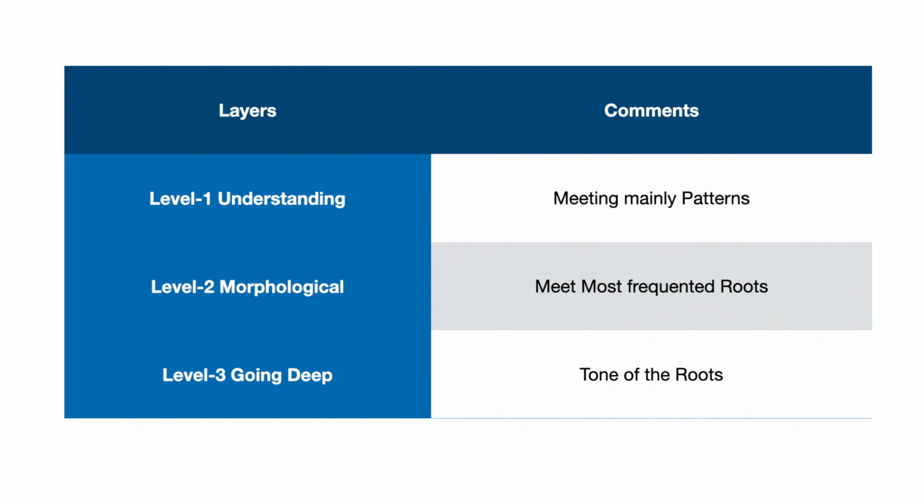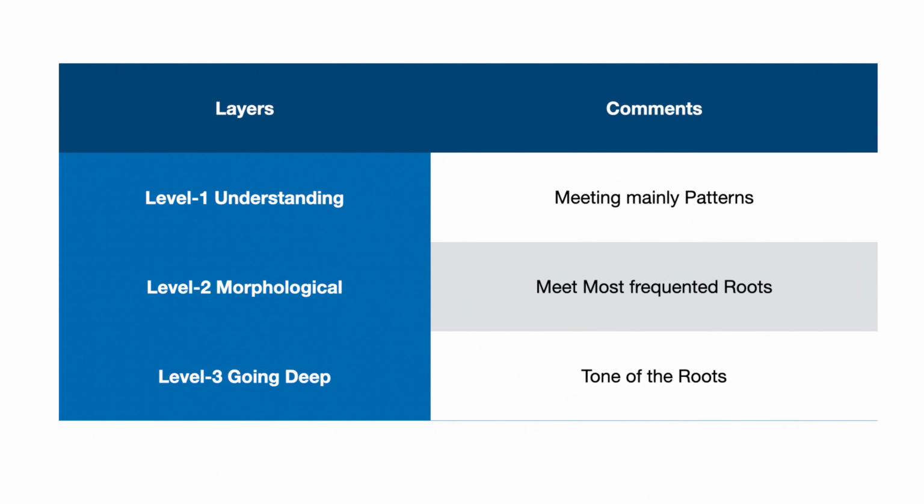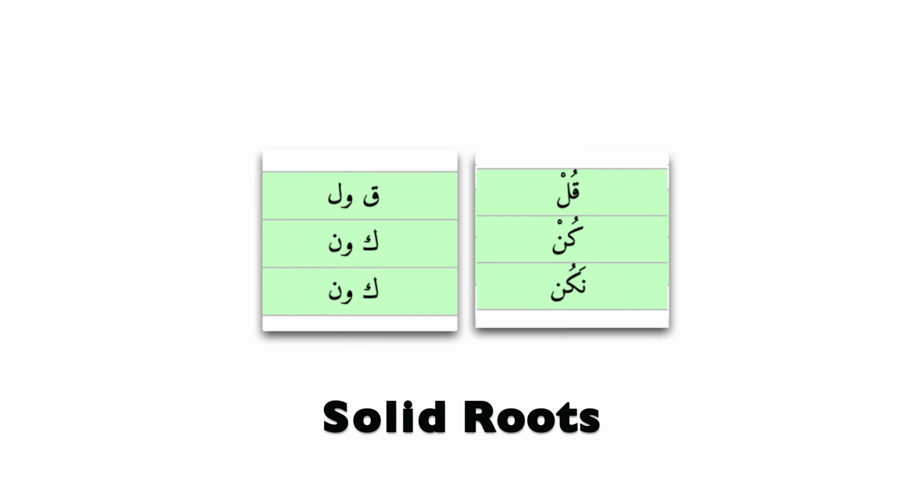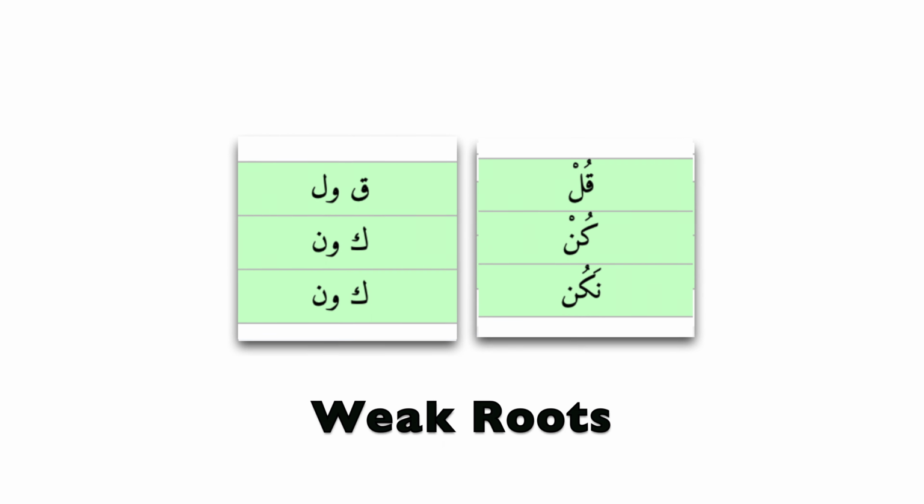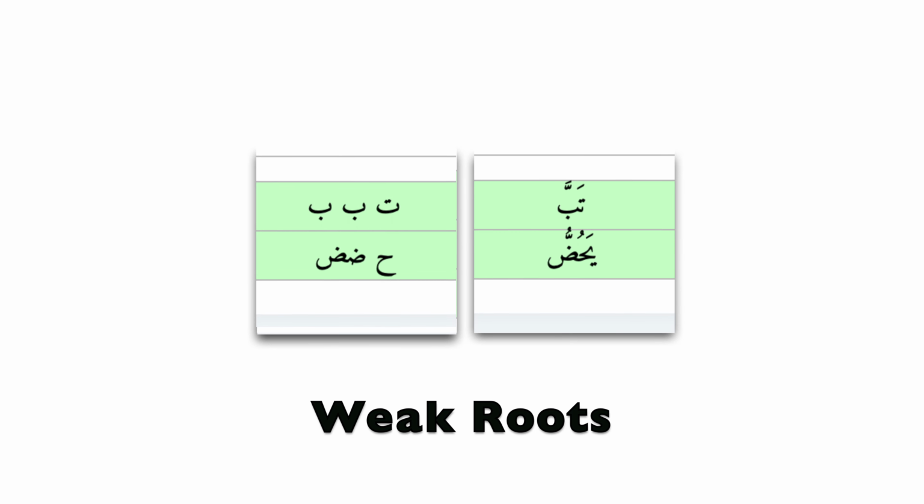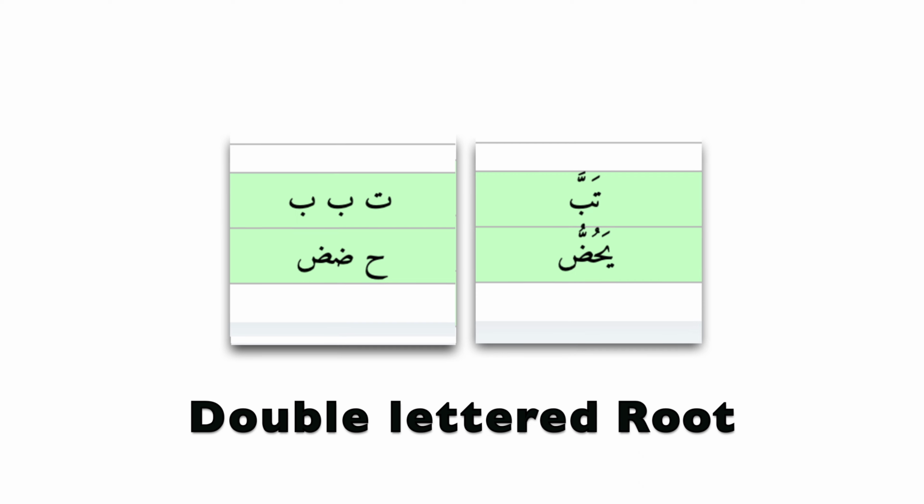After patterns are done, in level 2, we will review roots in a few groups. This discussion will be based on the type of roots: solid root, weak root, double-lettered roots, etc. This will give some morphological understanding of Quranic roots. Now gradually we will go into the tone of the roots.